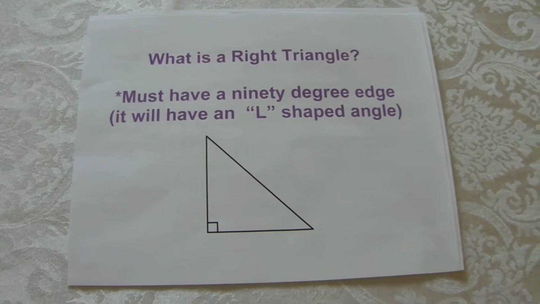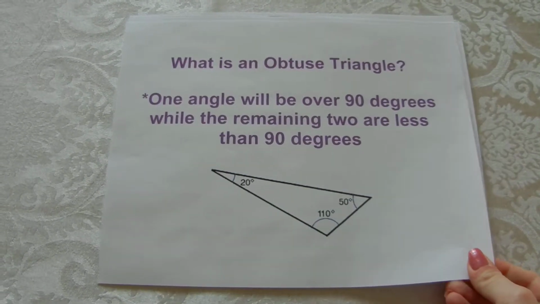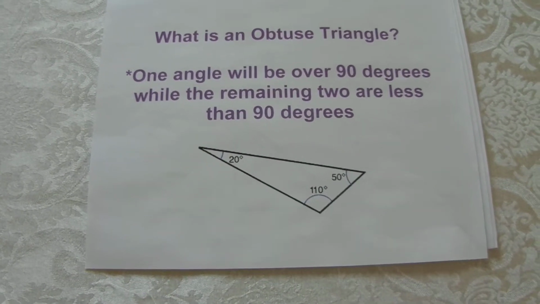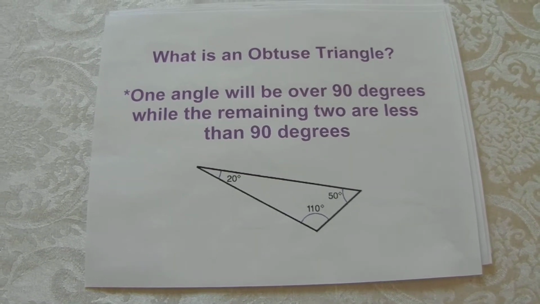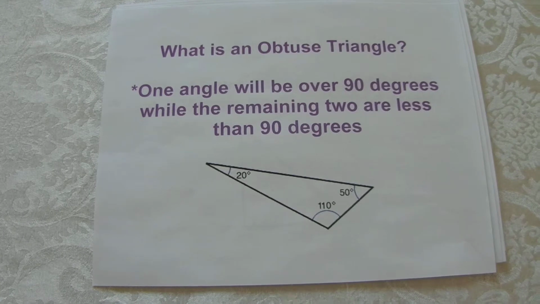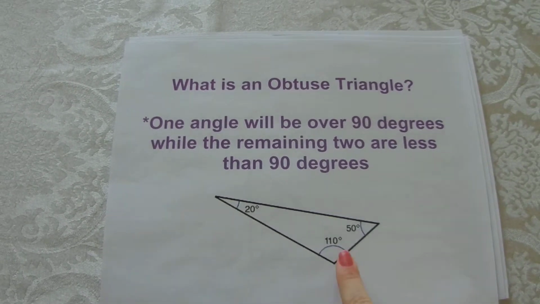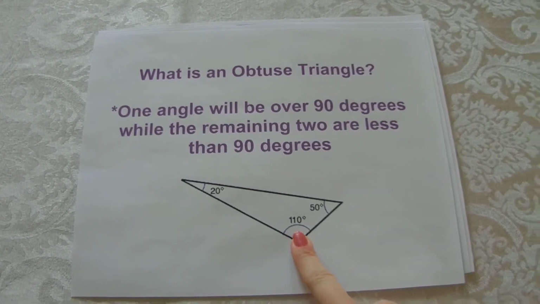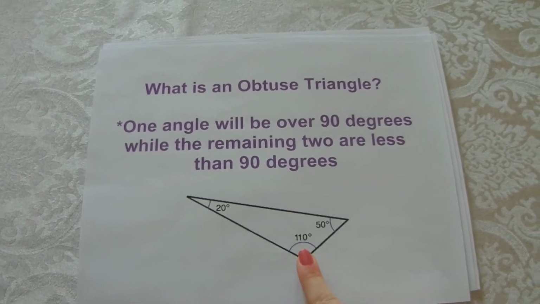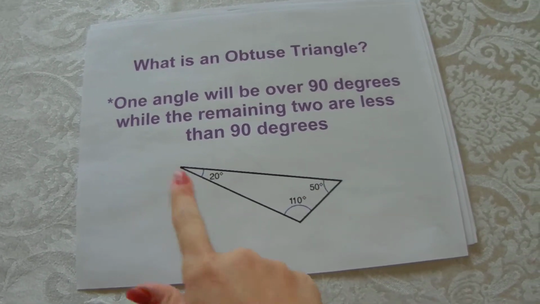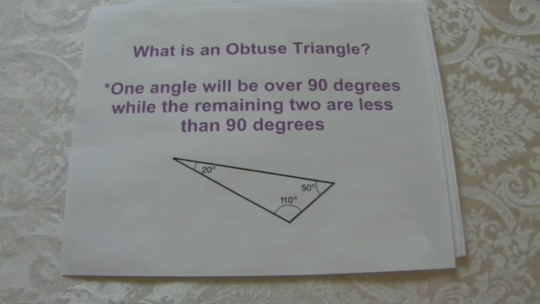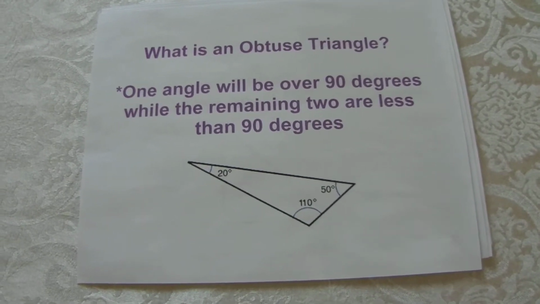The next triangle I want to talk about is an obtuse triangle. An obtuse triangle is a triangle with one angle that is greater than 90 degrees, and the other two angles are less than 90 degrees. So in this example, we have one angle here that is 110 degrees, which is the largest angle and is over 90 degrees. The remaining two angles are 50 degrees and 20 degrees. Both those angles are going to be less than 90 degrees.